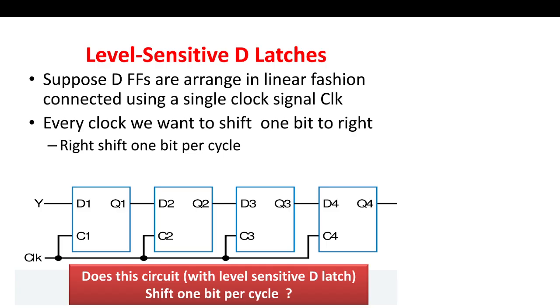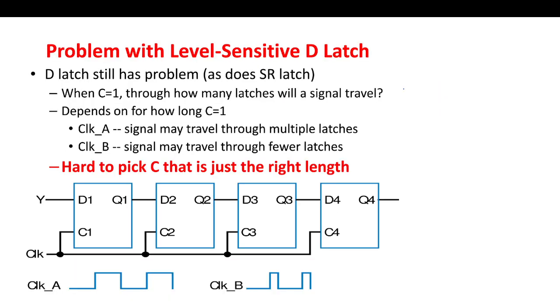And what will happen if we connect like this to form a shift register? We want one bit to shift right, or say for example, right shift means right shift 1 bit per cycle. But because it is level sensitive, we have a duration of time. So in this duration, if it is shifting once, again it will shift again because we have a level sensitive. So we cannot connect a latch to form a shift register.